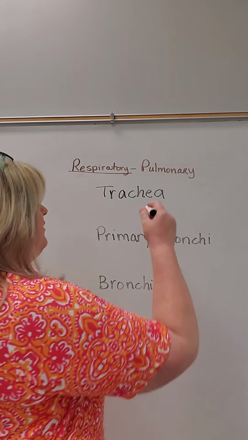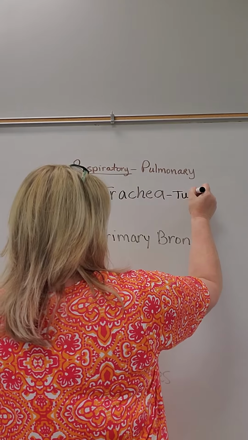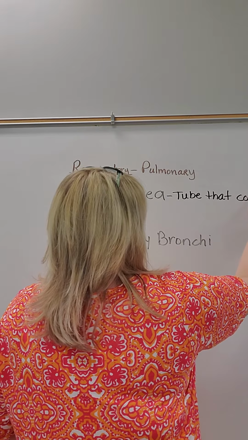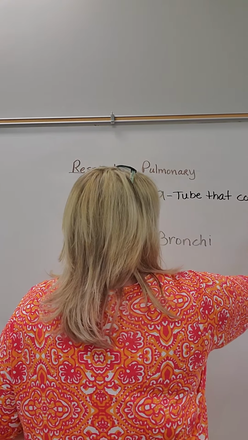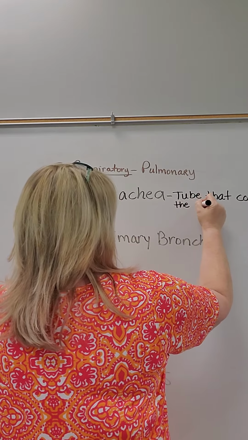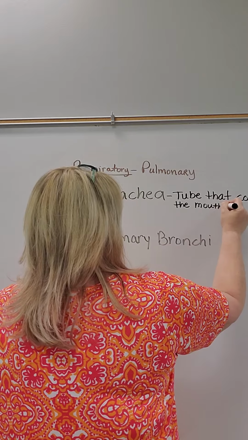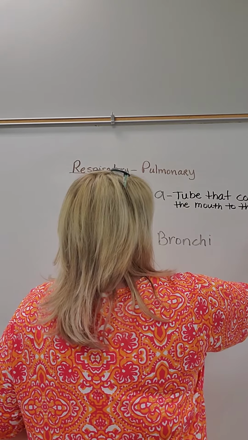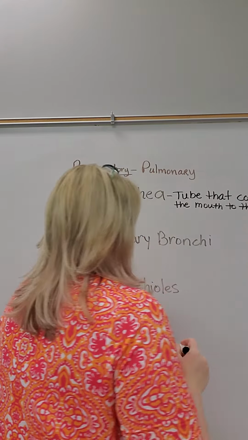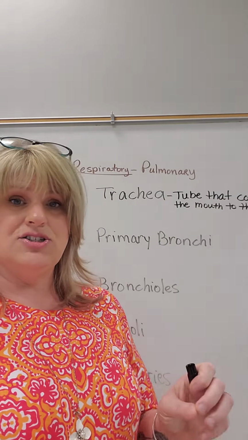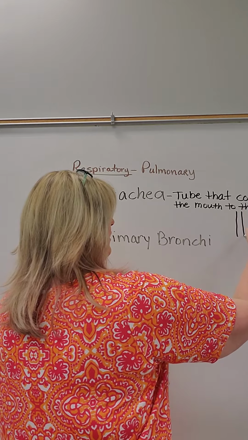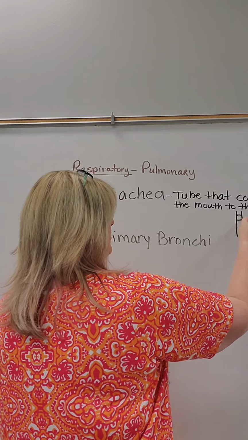Trachea, this is the tube that connects the mouth to the lungs. Okay, it has cartilage in it, okay, because we have the tube, but then we have these rings of cartilage.